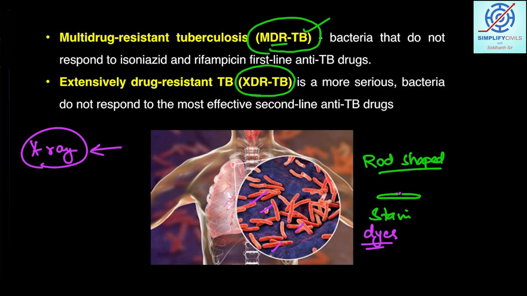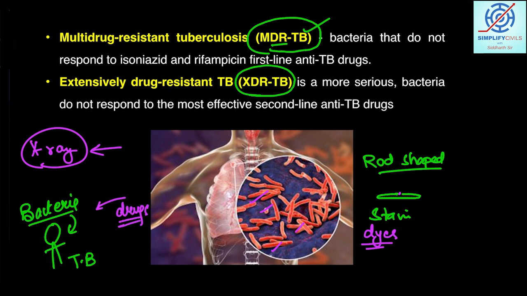It means that if this is a bacteria and this is a person who is suffering from tuberculosis, and the bacteria is inside the lungs of the individual, what will you do? You will give that individual some drugs, and even after consuming those drugs, if this bacteria is not getting killed, then we will say that the bacteria today is resistant to that particular drug or antibiotic. So this condition is prevalent today.